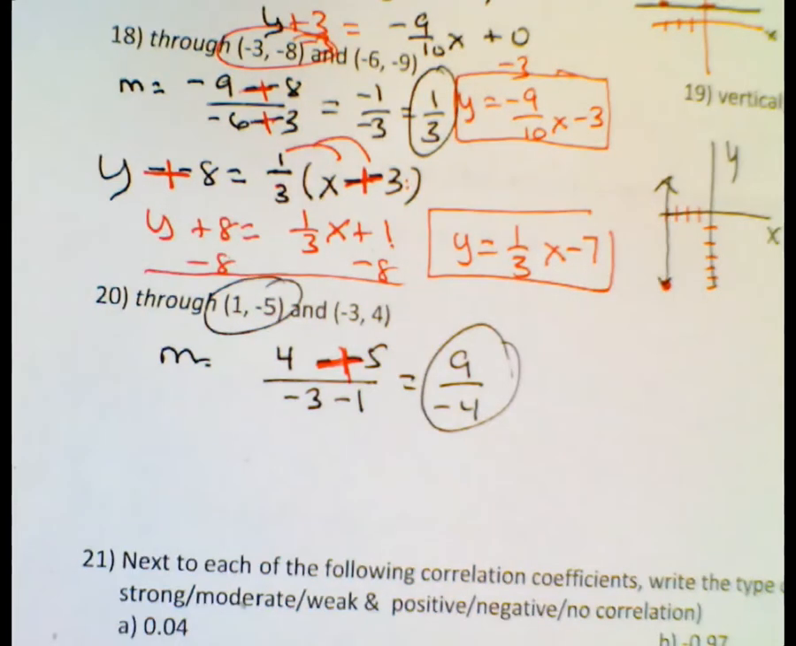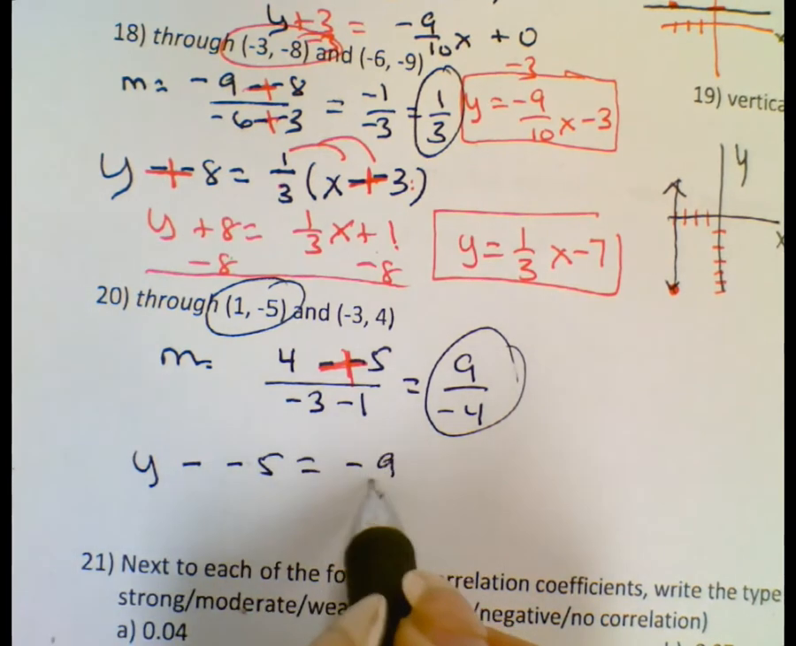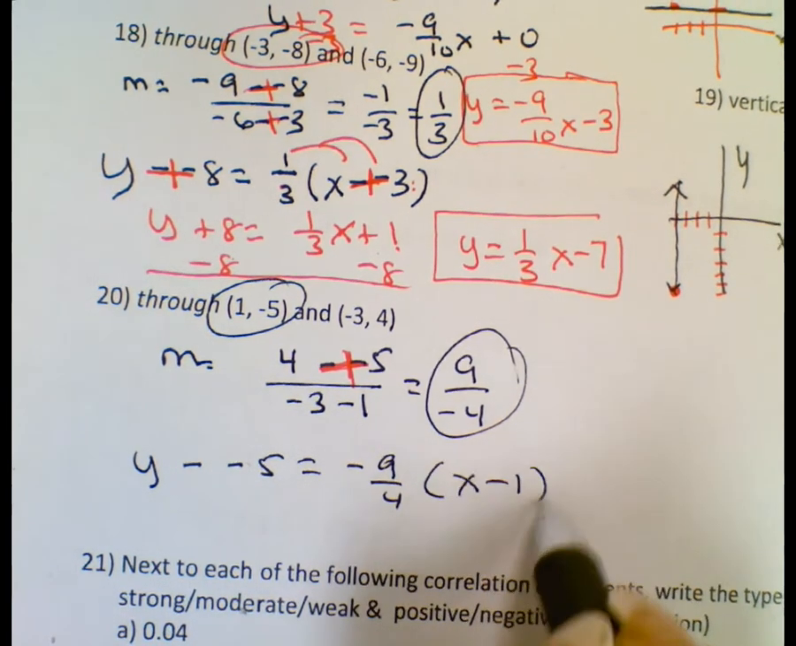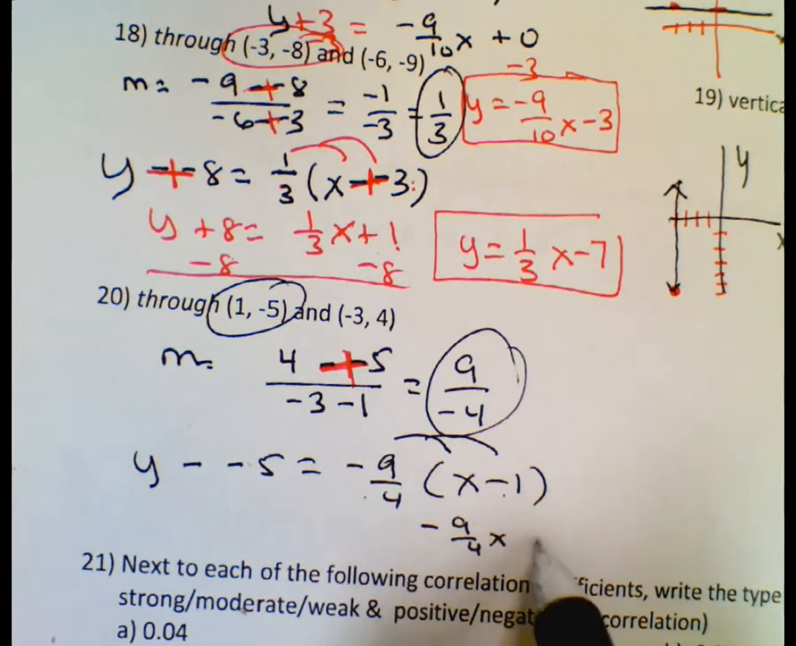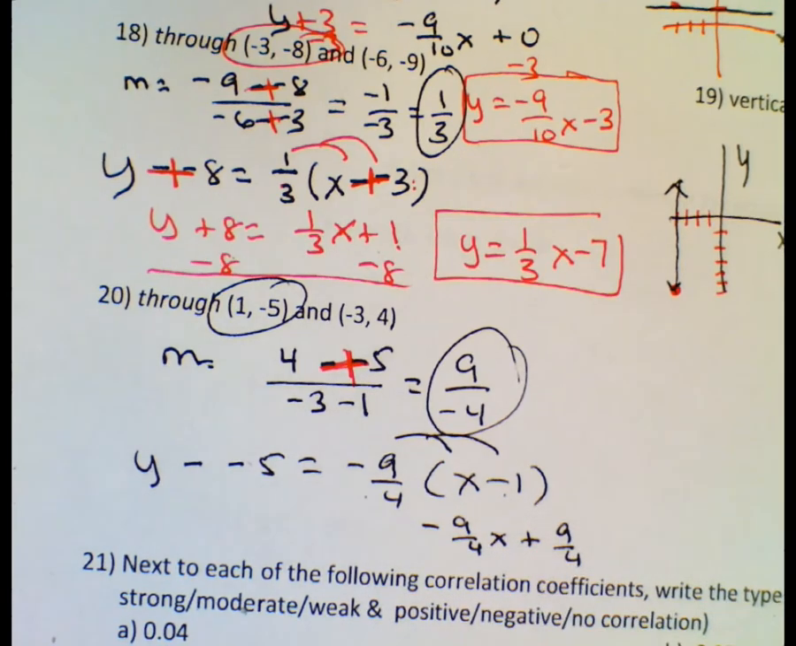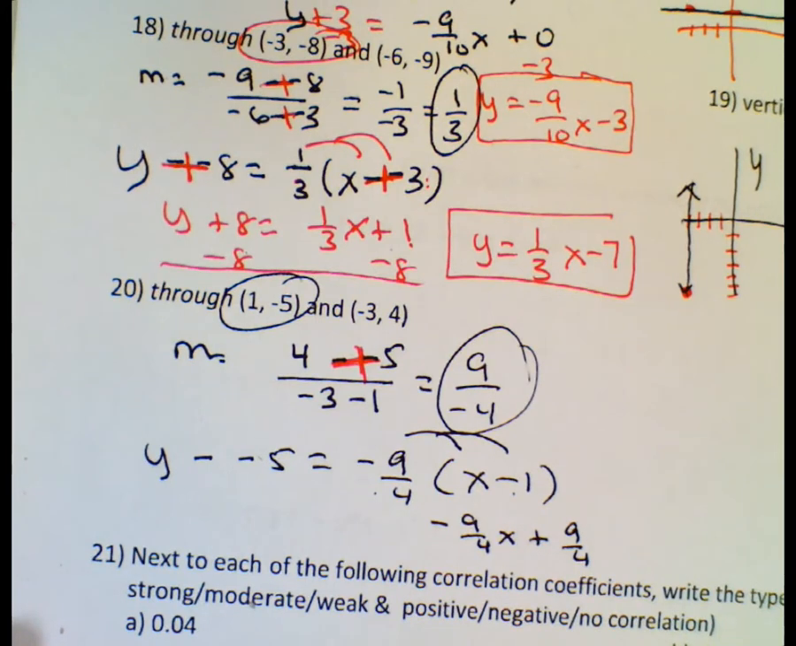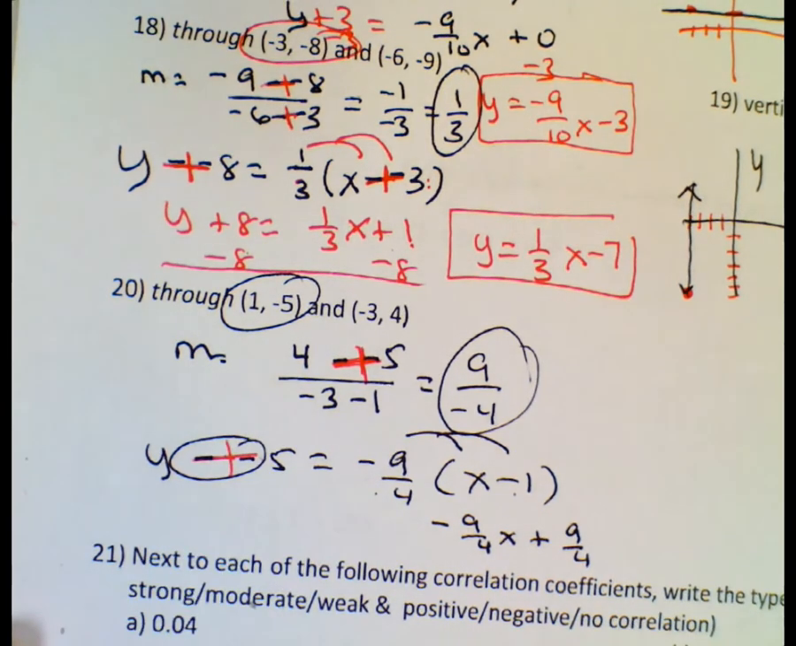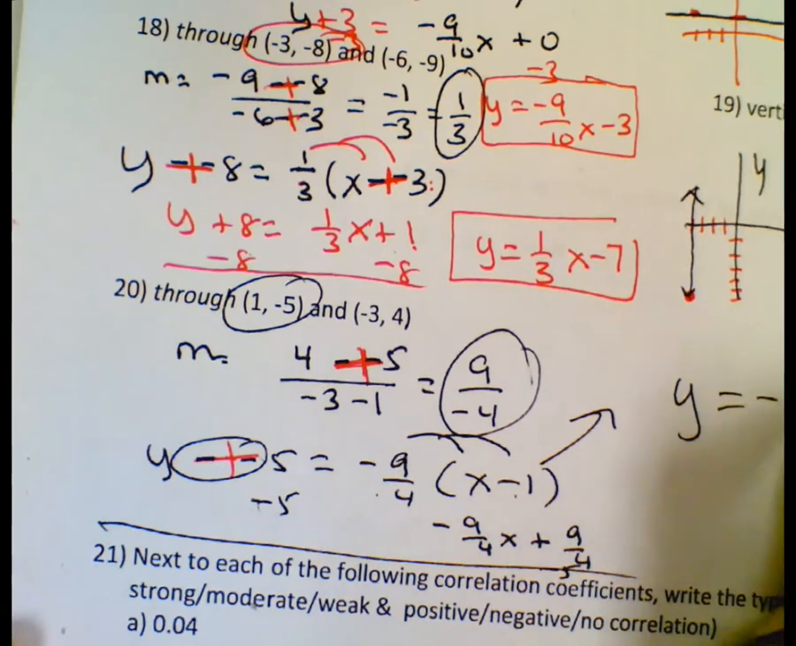I'm just going to use 1, -5. So we have y minus -5 equals negative 9/4 times x minus 1. So we're going to distribute negative 9/4. Two negatives make a positive 9/4. And then on this side, we have a double negative, so that's y plus 5. To get rid of that 5, we're going to subtract 5 from 9/4. And we're going to get y equals negative 9/4 x.